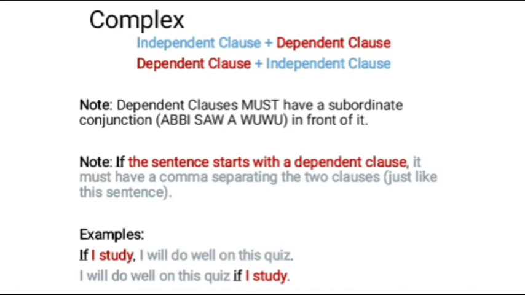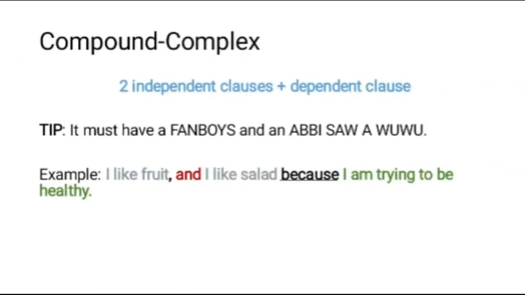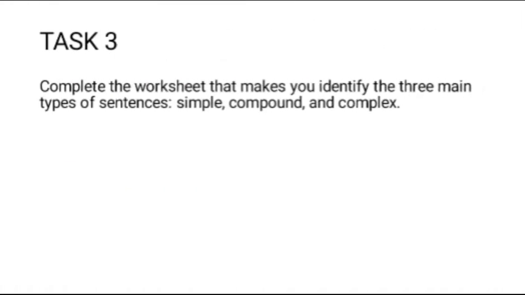I will do well on this quiz if I study. The same thing written the opposite way. Now compound-complex is not for class 10, but it will be very important for class 11 and 12, where you will have two independent clauses and one dependent clause. It must have a FANBOYS conjunction and a subordinating conjunction. So a subordinating conjunction will be there and a FANBOYS conjunction will be there. I like fruits and I like salad because I am trying to be healthy. So "and" and "because," one coordinating and one subordinating, both conjunctions will be there.